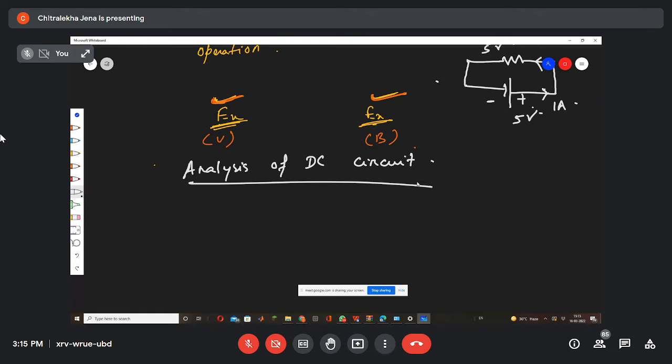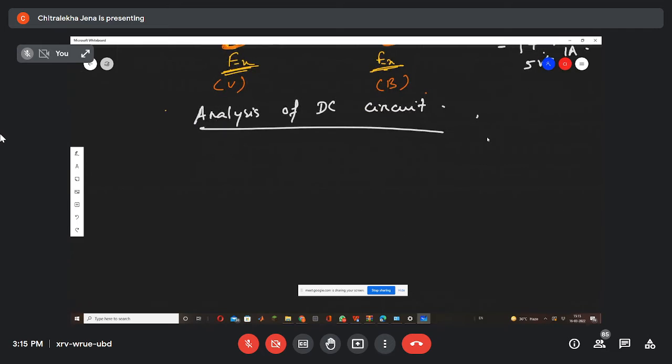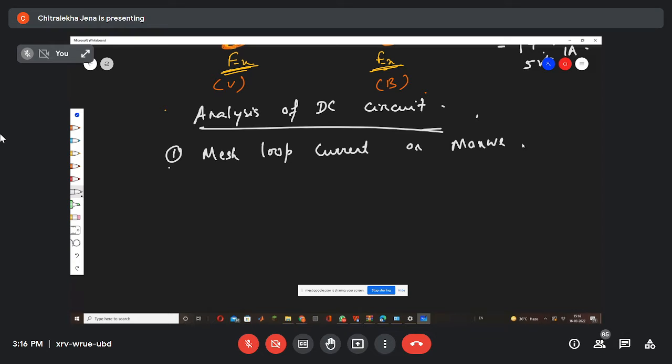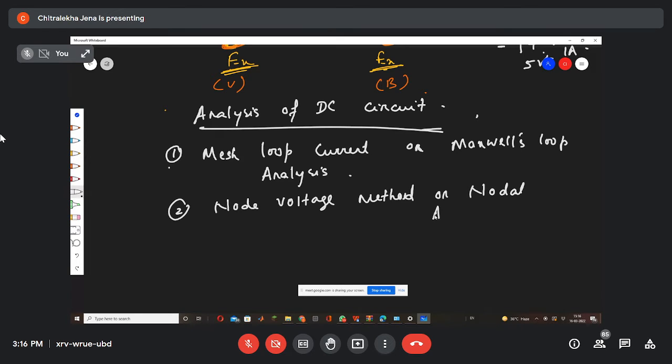So now come to the analysis of DC circuit. There are different ways, different theorems or laws, by which we can analyze a DC circuit. The first one is Mesh loop current or Maxwell's loop analysis. The second one is the node voltage method, which we also call nodal analysis.